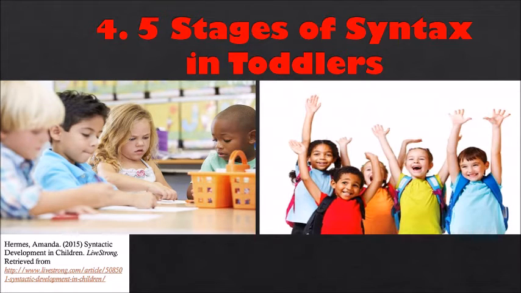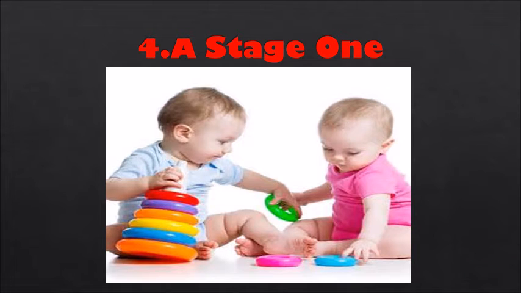For number 4, we're going to go into the 5 stages of syntax in toddlers. Stage 1 is 4A. Babies between ages 4 months to 12 months begin to use words to communicate. They start with one-word utterances, and a few months afterwards move to 1 to 2-word combinations. These sentences mostly consist of nouns, verbs, and adjectives, and they lack important grammatical elements.